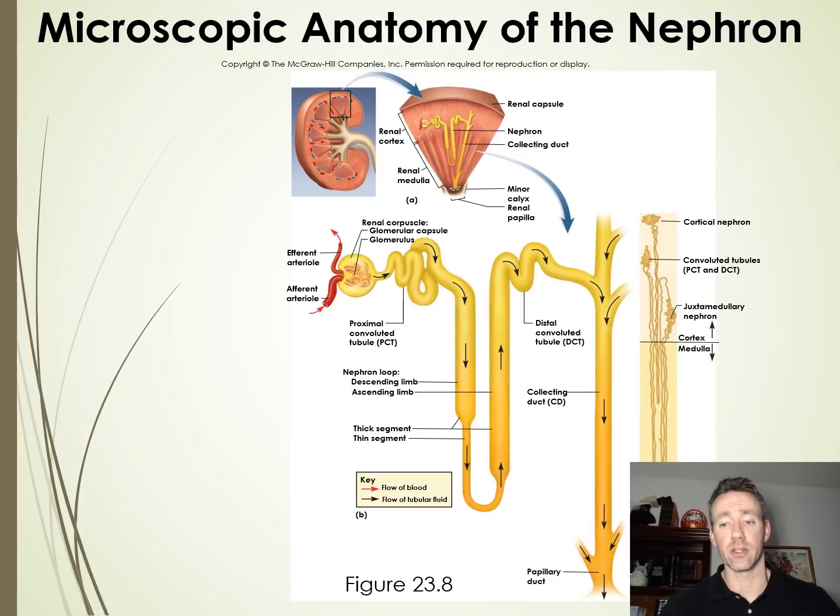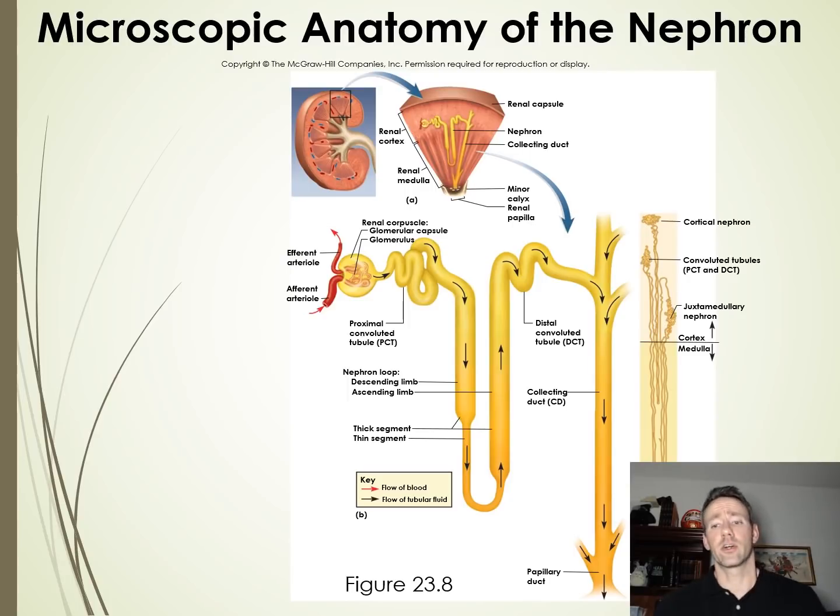The afferent arteriole, which is where the blood is entering, some of it will be filtered, and then the rest of the blood will leave through the efferent arteriole. And the blood that does get filtered here in the corpuscle will enter into the proximal convoluted tubule, through the loop of Henle, and then into the distal convoluted tubule, where it will connect with the collecting duct.